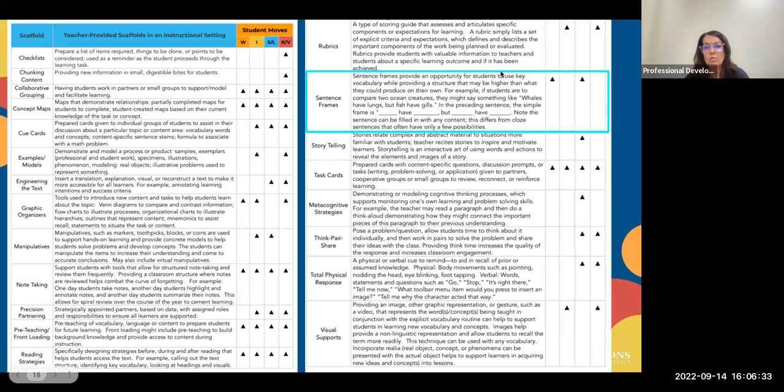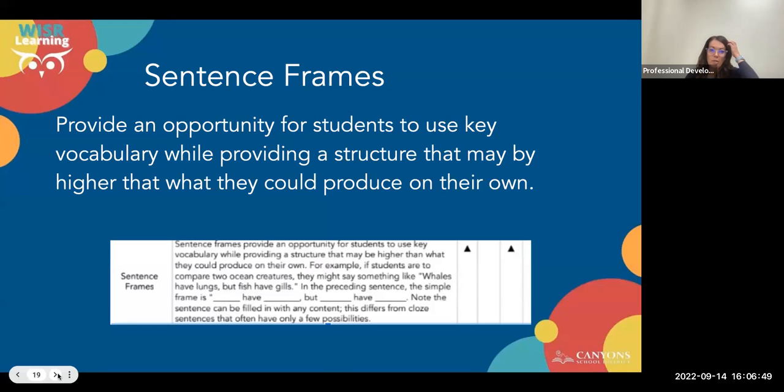So if you go into the scaffolds that are mentioned in the map, you'll notice the sentence frame is one of the big ones, and it has support for the speaking and listening, which we're focusing on today. So I want to just look at this speaking and listening strategy. I pulled out the little box, but I want to read this first sentence with you. Provide opportunities for students to use key vocabulary while providing a structure that may be higher than what they could produce on their own.